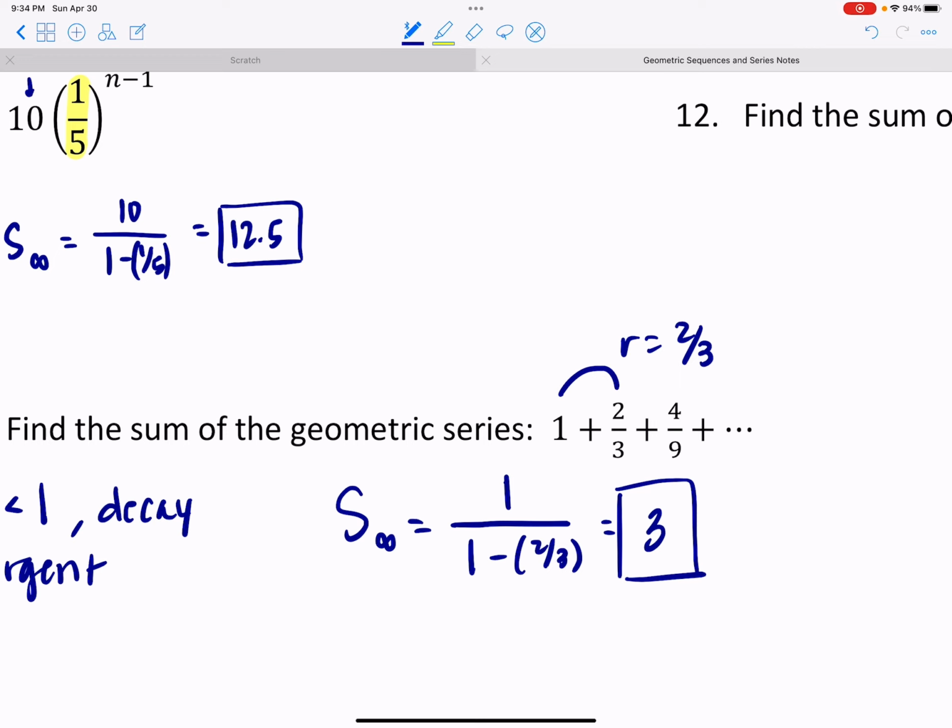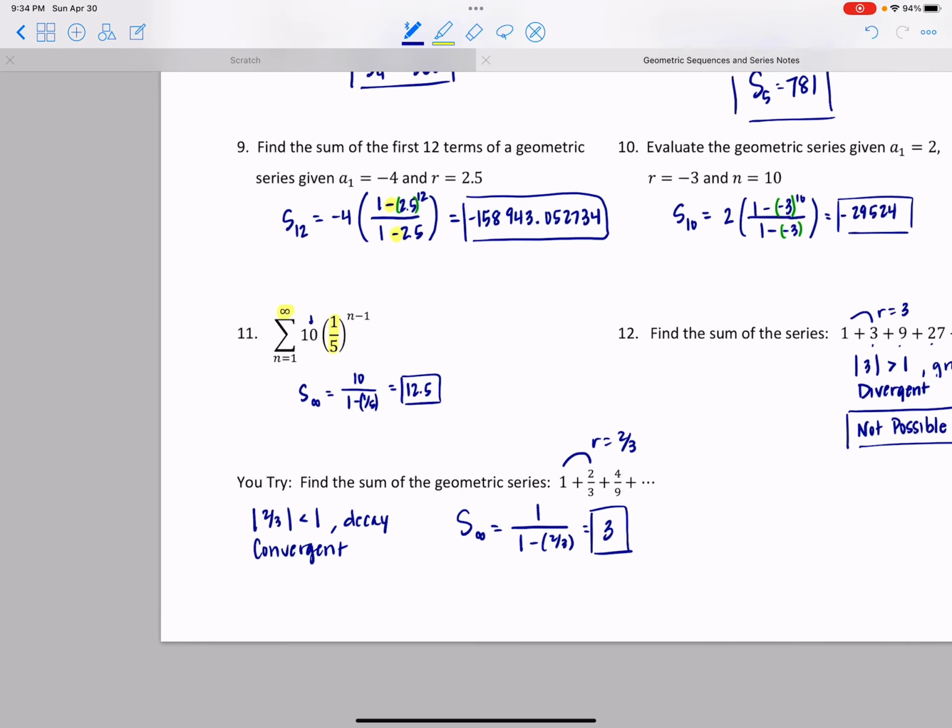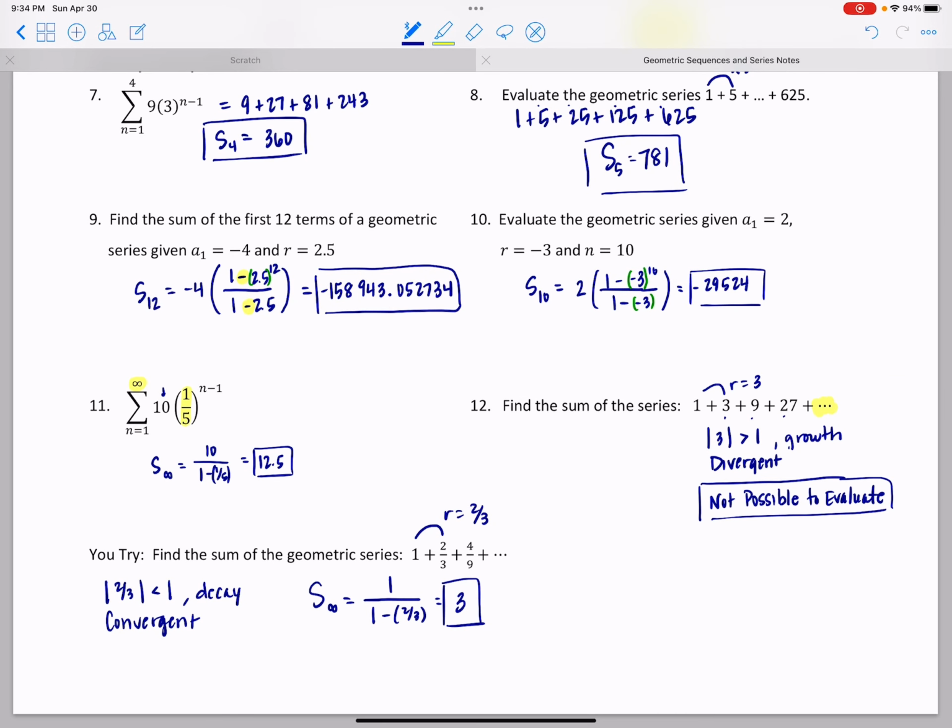Okay, so the actual sequence, the outputs, converge to 0, but the sum of the sequence, the series, approaches 3 or converges to 3. Okay, so hopefully the language makes sense there, and hopefully you've got enough formulas to get going on your practice.